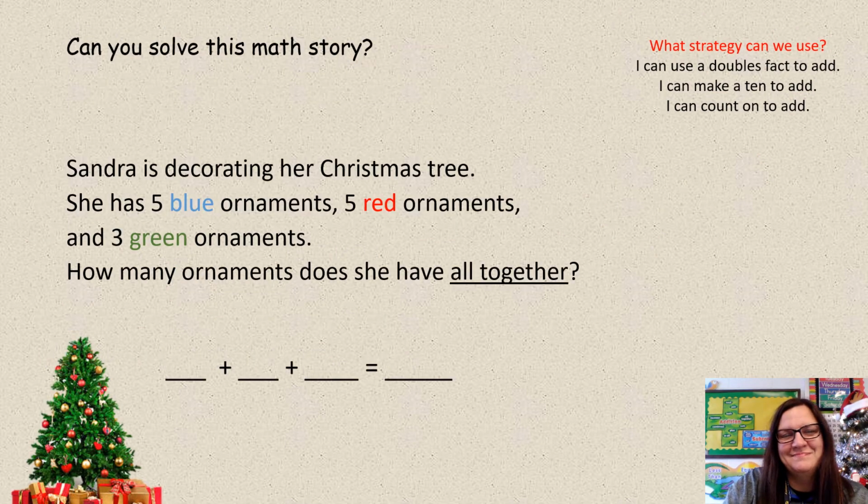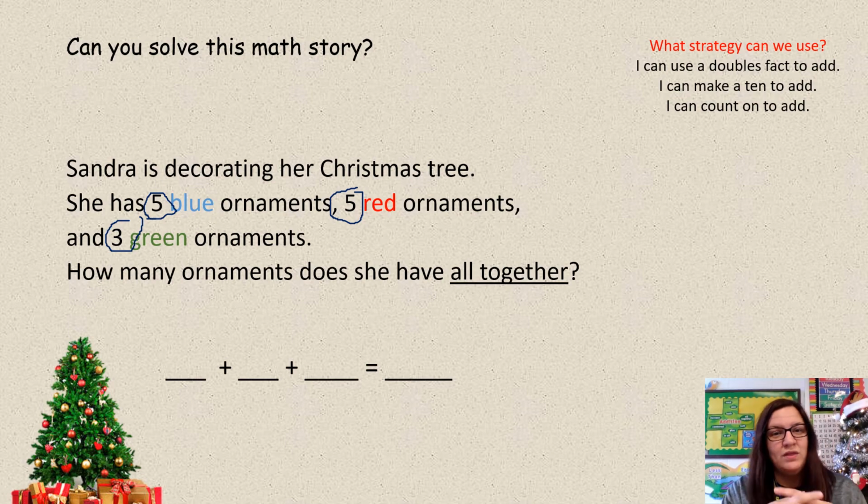Let's do more. Okay, let's see this time if you can help me solve this math story. Sandra is decorating her Christmas tree. She has 5 blue ornaments, 5 red ornaments, and 3 green ornaments. How many ornaments does she have all together? Well, let's think. First of all, we need to decide if we're adding or subtracting. It says all together, which means that I need to join those numbers together.